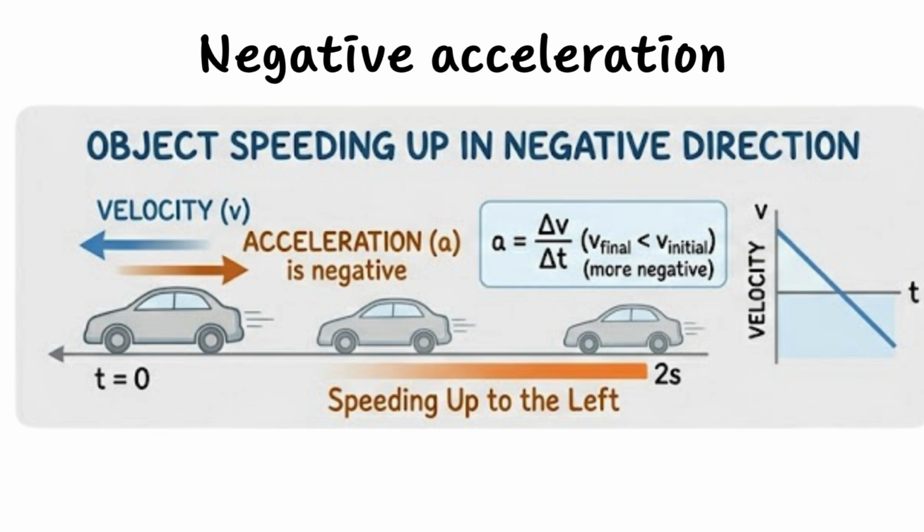So here's a key rule to remember. If velocity and acceleration have the same sign, the object is speeding up. If they have opposite signs, the object is slowing down, that is decelerating. For instance, if a car is moving in reverse, that is negative velocity, and has a negative acceleration, it is actually speeding up in reverse. Let's solve some examples.